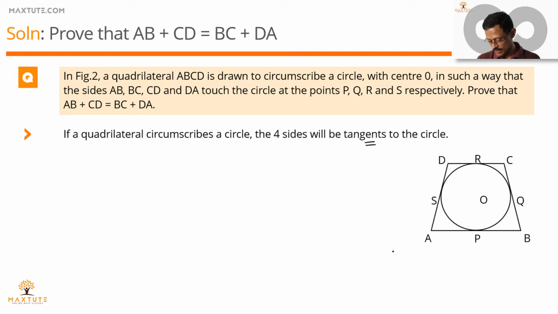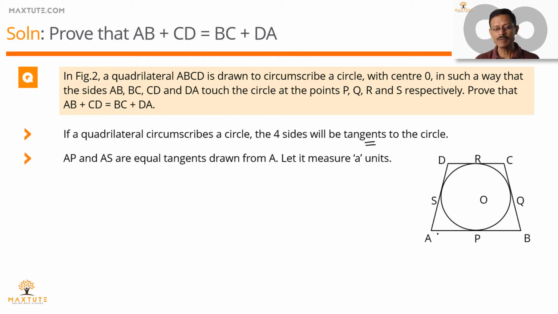Let's set about doing this. From external point A, we'll be able to draw two tangents AP and AS. AP is a tangent, AS is a tangent to this circle from point A. Both these will measure the same. Let's assign a value to it. Let's say both these measure A units. So AP equals AS is equal to A units.